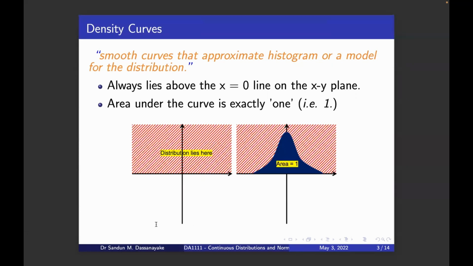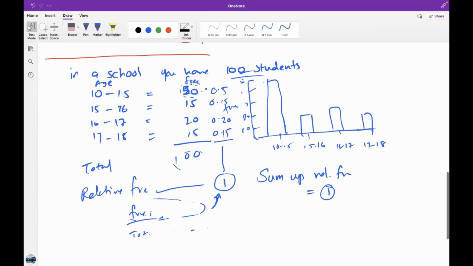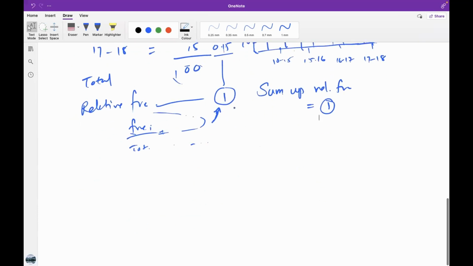So it doesn't go to the negative side of the y-axis. It will be in this red colored area, and it will have a shape like this. Now, this is a normal distribution. We'll learn about that, but it is not always a normal distribution. There can be different types of distribution curves, but the simple idea is that a density curve always lies above the horizontal axis, and the area under the curve sums up to be exactly 1.